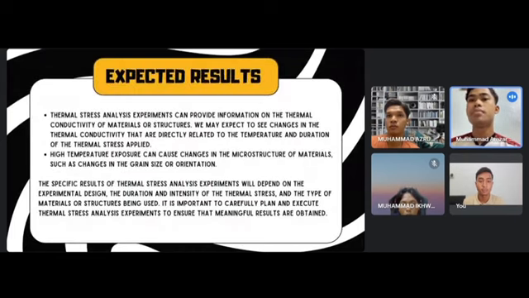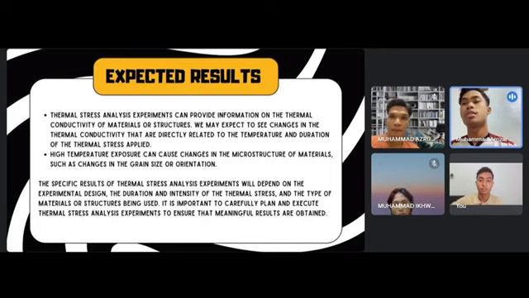For the third one, the thermal stress analysis experiments can provide information on the thermal conductivity of materials or structures. We may expect to see changes in the thermal conductivity that are directly related to the temperature and duration of the thermal stress applied. For the last one, the high temperature exposure can cause changes in the microstructure of materials, such as changes in the grain size or orientation.